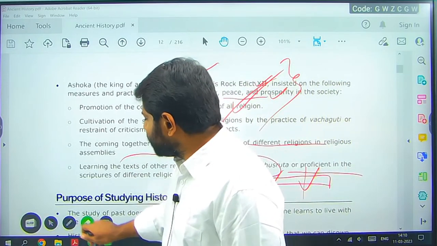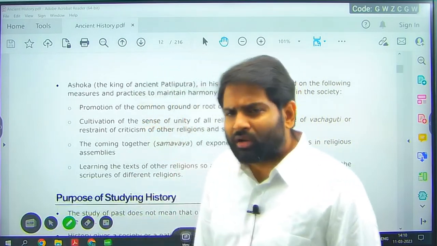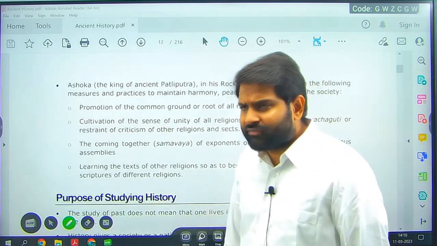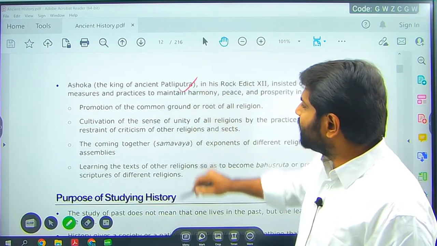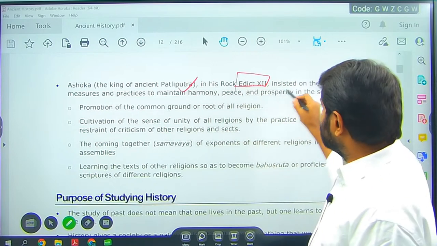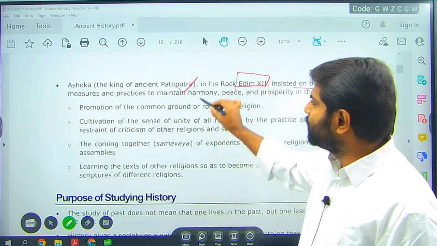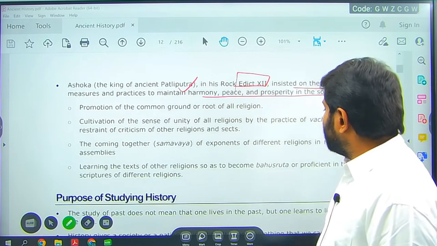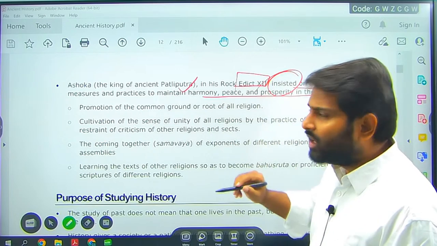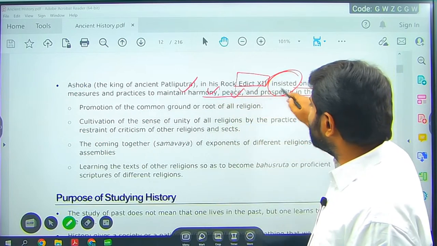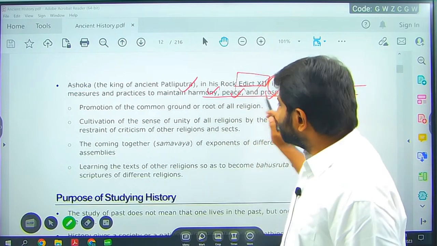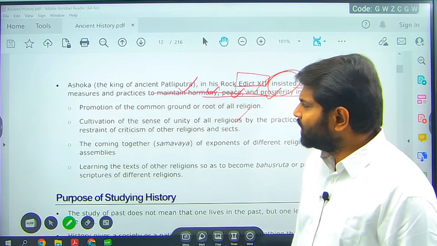As an example, Ashoka will come into the picture whenever you talk about religious tolerance, but Romila Thapar gives a different perspective about Ashoka. Let us keep that aside for a while. Ashoka, the king of ancient Pataliputra, in his Rock Edict 12, laid down measures and practices to maintain harmony, peace and prosperity in the society. Whenever you talk about Panchsheel, whenever you talk about internal security, these are the three parameters which are important for you. So how to do that?